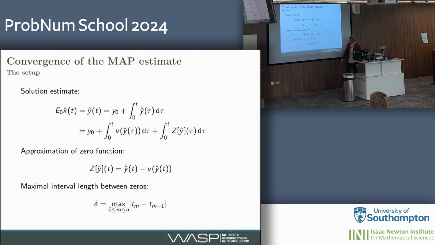Now I'm going to call delta the maximal length between my grid points. I say zeros here, because if y hat is the MAP estimate, then by definition this guy is 0 at the grid points. So this z of y hat of t is a function which is 0 in a lot of places throughout our domain. And we can add grid points to make it 0 at even more points. And so in some sense, it's starting to look like we might actually have something that could converge. But the question is how quickly.